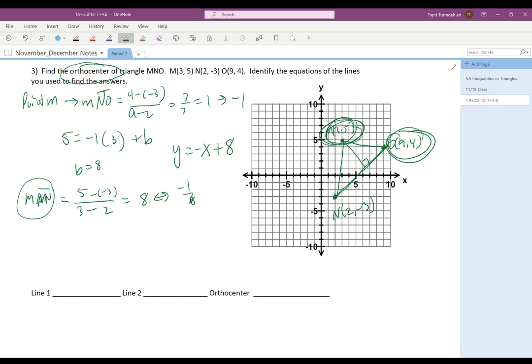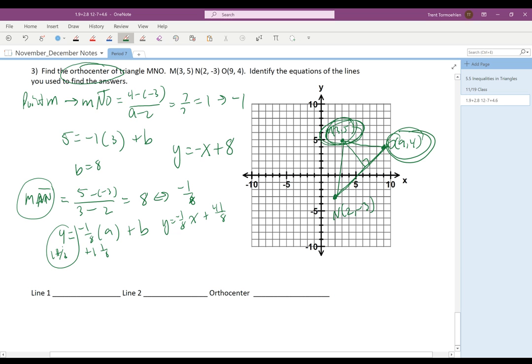And so it's going to be 4 for y, and then -1/8 times 9 plus b. -9 times 1/8 is -1 1/8. So add 1 1/8 to both sides, and we get y equals -1/8 x plus, well, 5 1/8, because you're just adding 1 1/8 to the 4. And so 5 1/8 is the same as 41 over 8. And so these are our 2 equations.